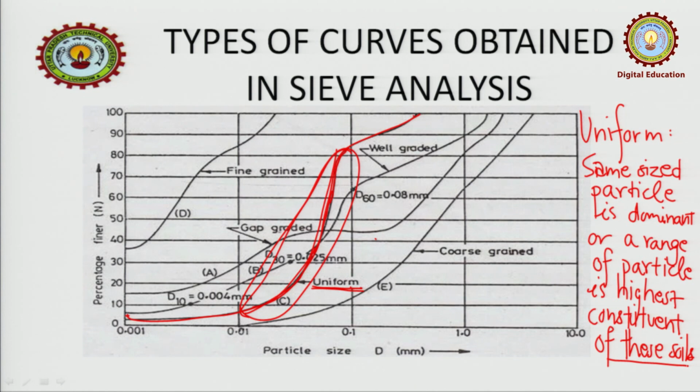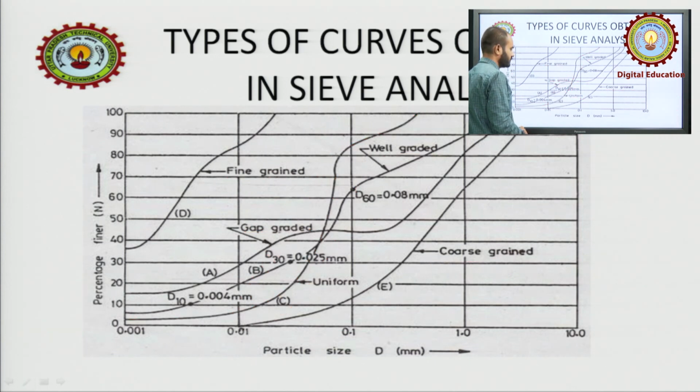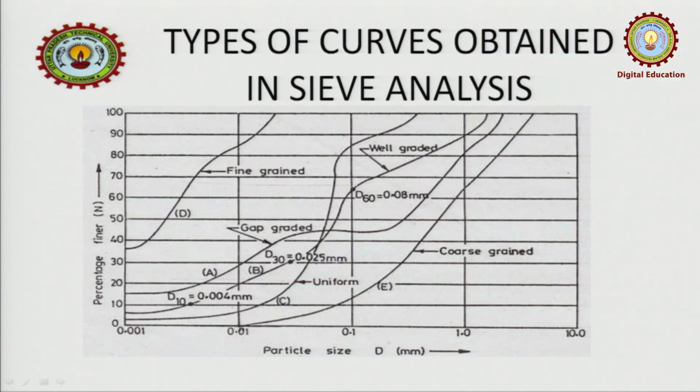So, this is it, you can note it down. Okay. So, now you are clear with what is fine grain, what is gap graded, what is uniform, what is well graded and coarse grain. Okay. You can also draw this diagram roughly, so that you can understand what these are. Okay. So, now let us move forward.